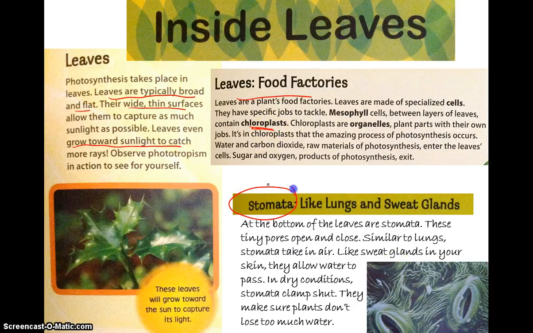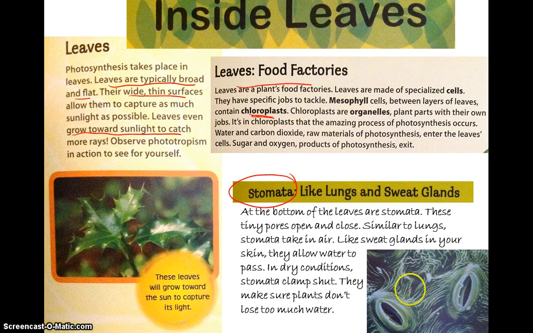And now let's talk about stomata. They're kind of like lungs and sweat glands. Here's a picture, and let me move the screen down a little bit so you can see the pores, and they can open and close. When they're open, they're similar to lungs in which they can take in and release air. So this is where CO2 can enter into the leaf. They're also like sweat glands for us because water can pass in and out. So water is released from here as well. So water and air can pass in and out of these stomata.